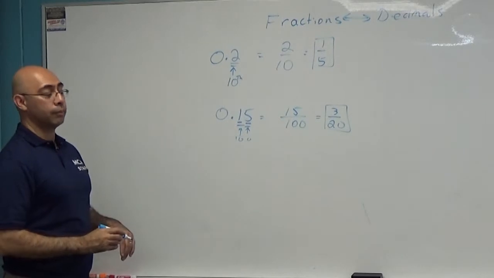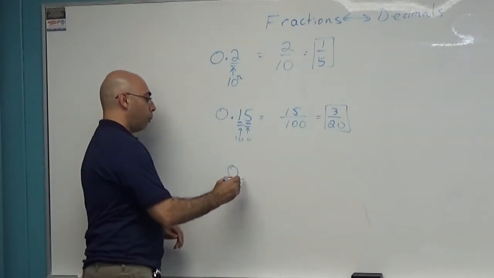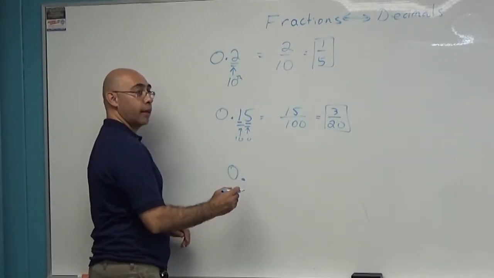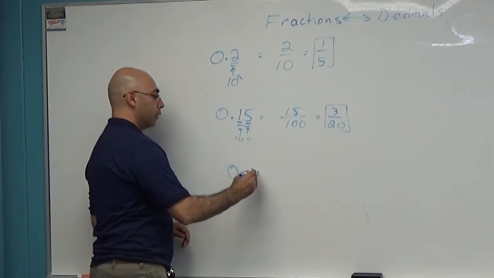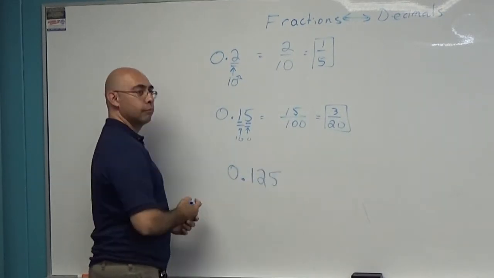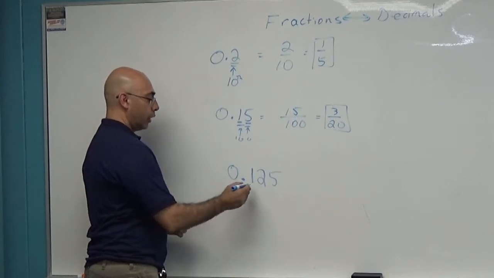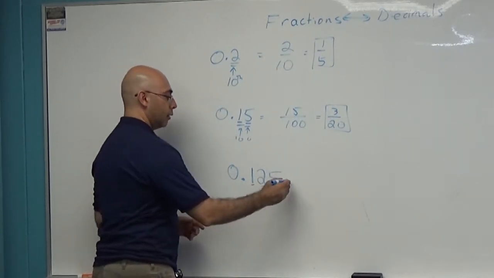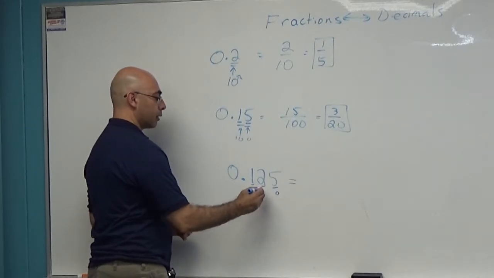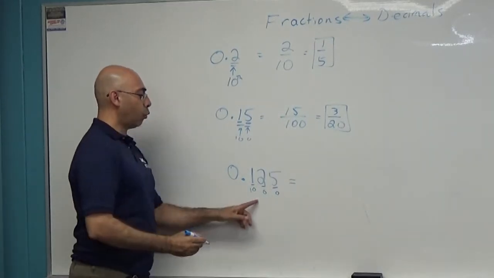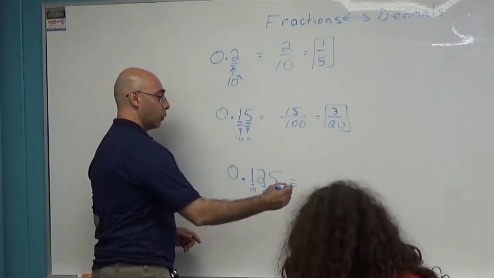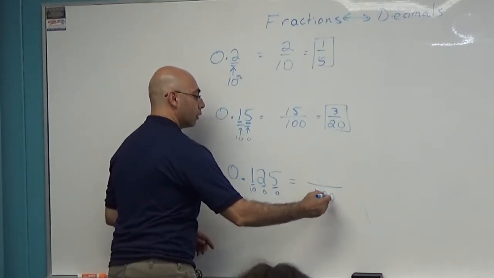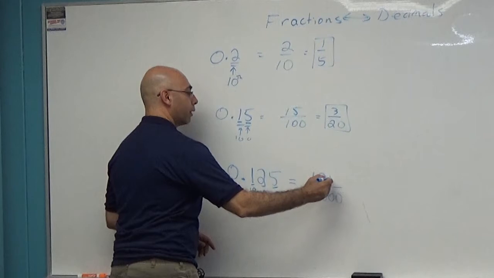One more example. 0.125. If I look here, there's 1, 2, 3 decimal places. If you treat each decimal place as a 0, it's like the 1,000th place. So your bottom number is a 1,000. Your top number is a 125.